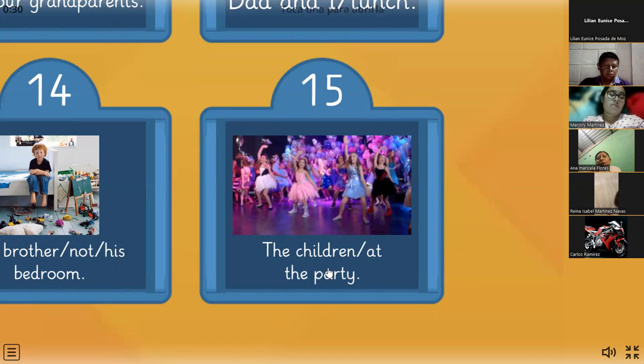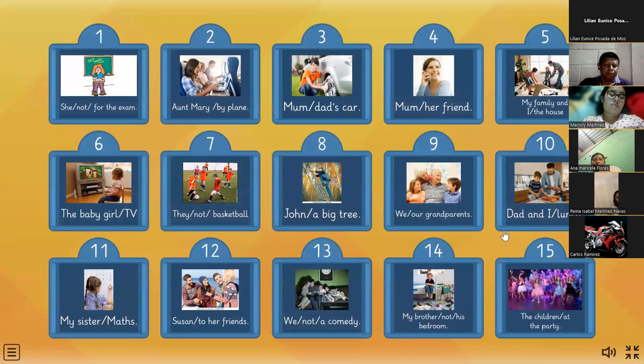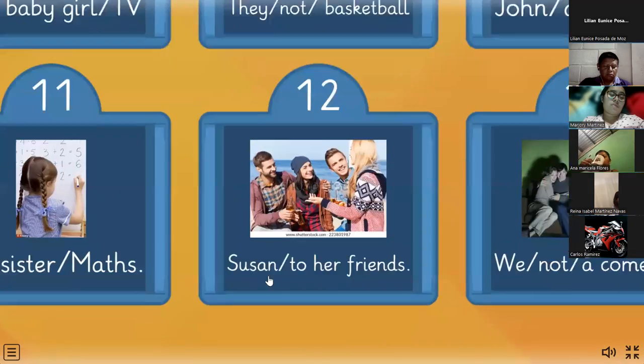The children dance at the party. Dance at the party. Okay, very good. Okay, so that is a way that you think. You think of the verb that you are going to use in different scenarios. That is a way to make you participate in thinking the appropriate verb, because you need to think in English. What would be the appropriate words to add in this case? The appropriate verbs. Okay, good.